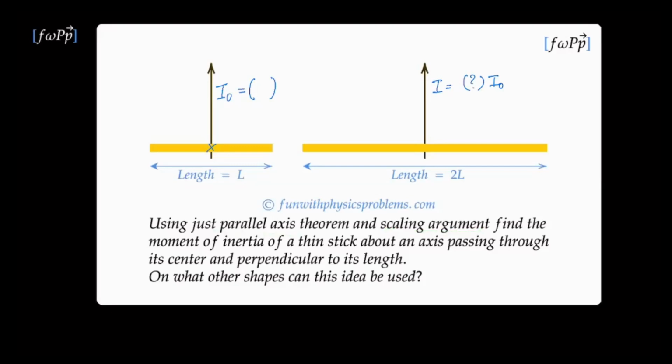The second part is to use the parallel axis theorem, which tells us that if we know the moment of inertia about the center of mass, then we will be able to shift it to any new axis. Put the two ideas together and you should be able to figure out what this moment of inertia is. Also think about extending this idea to other shapes.